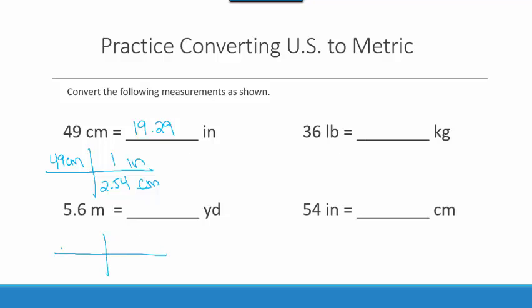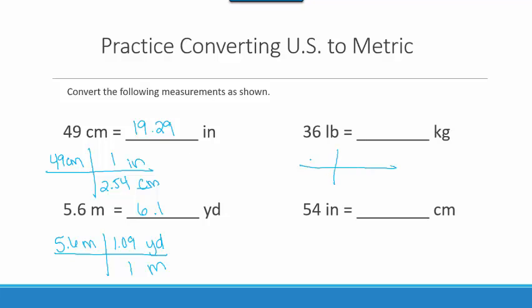This one I'm going to put 5.6 meters here. Meters I'm going to put at the bottom, yards I'm going to put at the top. Again, I want these units to be diagonal from each other. In your conversion, you have 1 meter is 1.09 yards. So these are both at the top, so I would end up multiplying, which you would get approximately 6.1 yards.